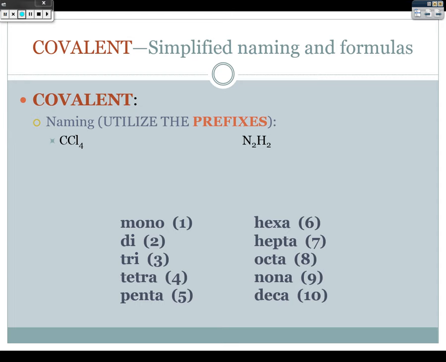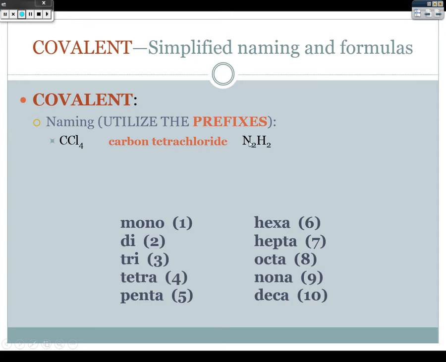So if we're going to be naming this, we have to use a prefix for both the first and second element. The only time, and this is the only time we can exclude a prefix, is if the first element has 1. So this does not need to be monocarbon tetrachloride. We can just say carbon tetrachloride.